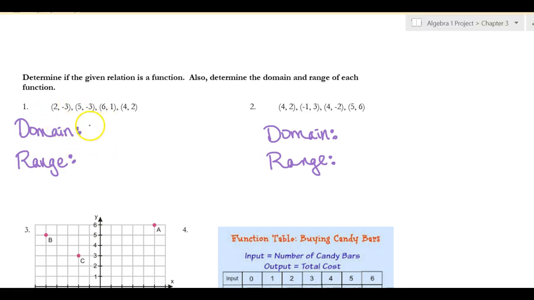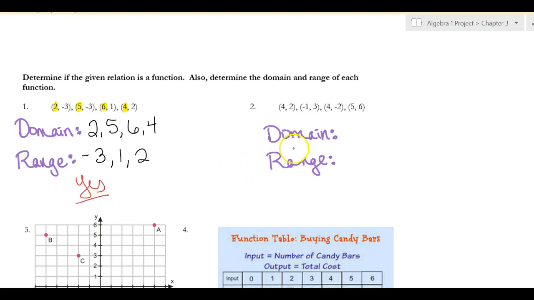Okay, so domain is all the x values, so 2, 5, 6, and 4. And the range is the y values, -3. I don't need to write -3 twice, I can write it just once. And then 1 and 2. Now, when I do this to see if it's a function, I focus on just x. And if you notice, I have no repeating x. So since I have no repeating x, this is automatically a function.